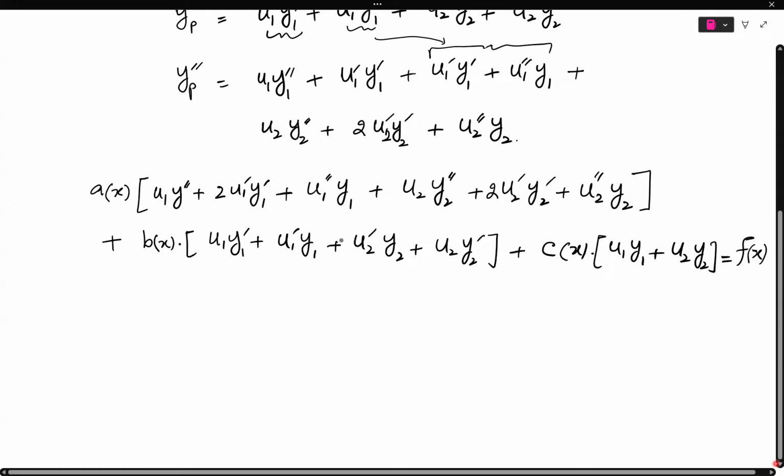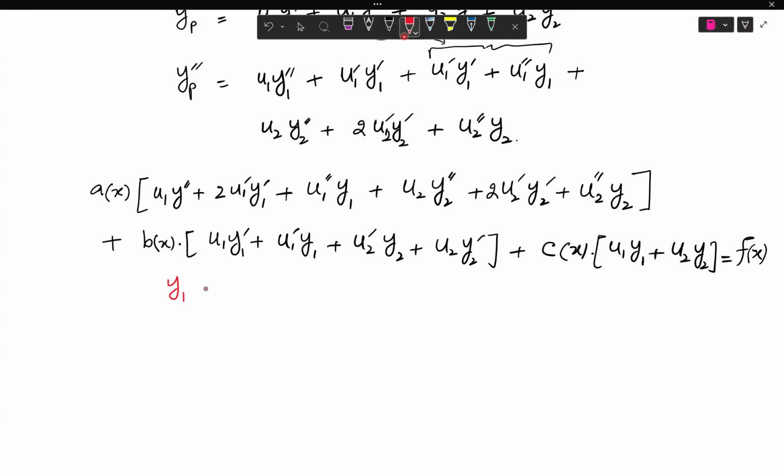and it is then equal to f of x. So here we can collect the terms by noticing that y1 and y2 are solutions of the homogeneous differential equation. So if I collect the terms, the u1 y1 double prime, with a component of A, and then a component of B, which is with the first derivative of y1, and the first term with the C. In these terms, I can pick up u1 as common.